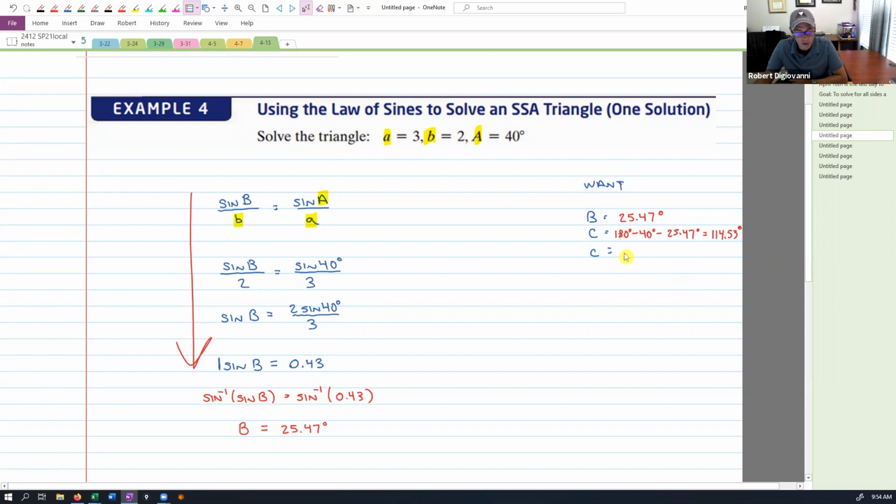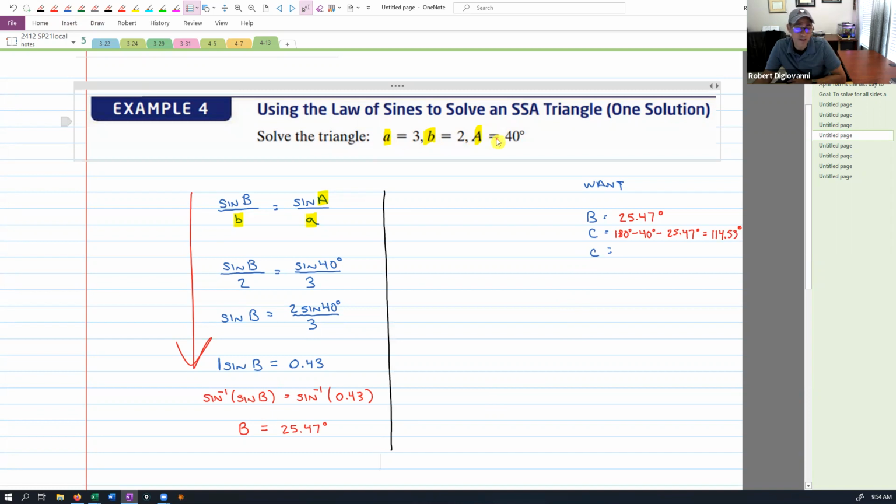And now we have one more thing to get, and that's little c. So to get little c, I know what capital C is now, right? And I also know what little a and capital A are. So I'm going to go back to one of the previous problems. I'm going to put c on top, sine of C on the bottom, equals a on top, and then sine of A on the bottom. All the things I know: little a, capital C, capital A. And the only thing I need to figure out is little c here.